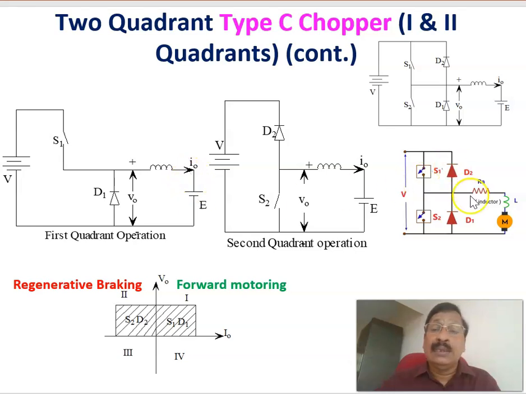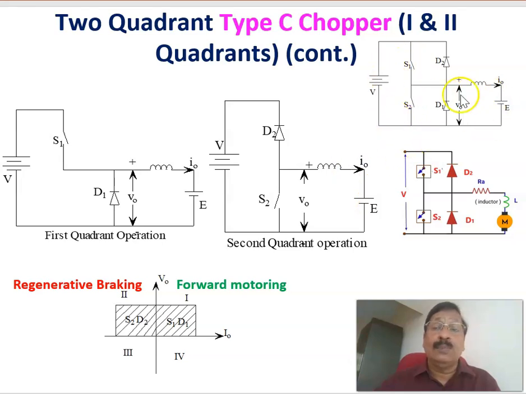Therefore, as the current is reversed, the torque will become negative. Armature current is negative, because for a separately excited motor, as the armature current reverses, reverse torque is produced, or braking action takes place. This is the braking region of operation, regenerative braking, and this is the forward motoring operation.